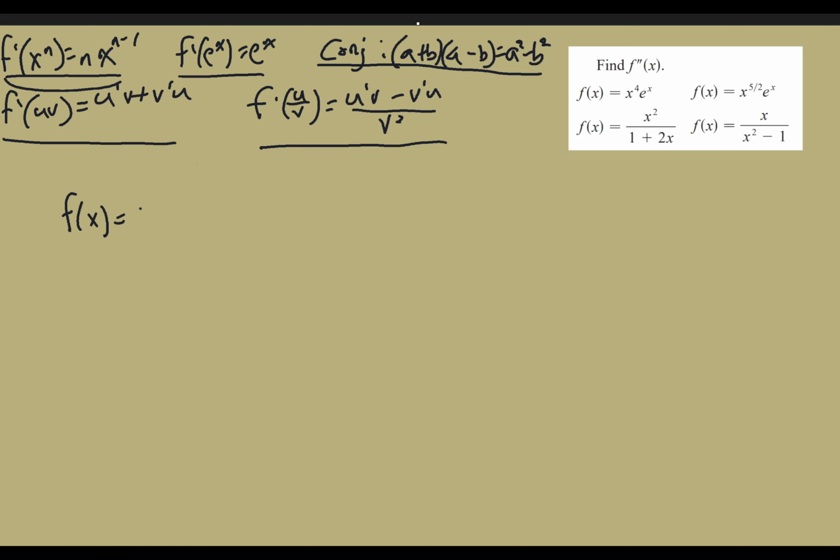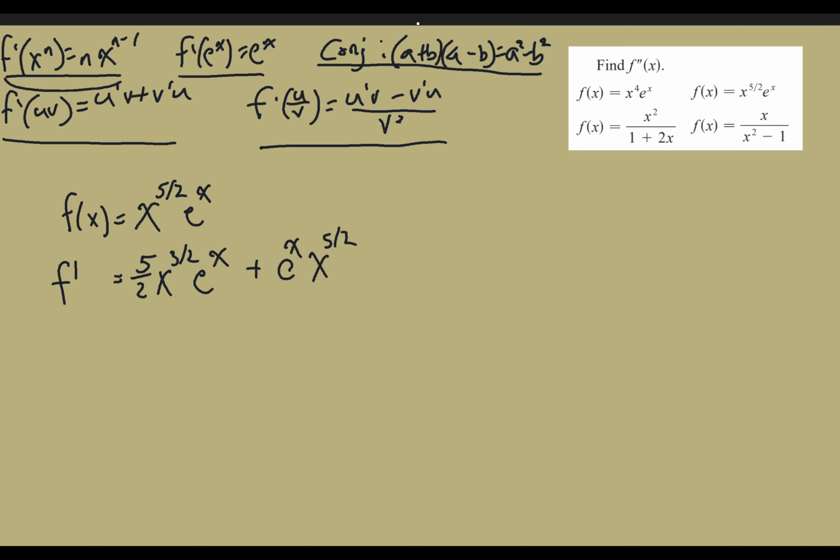F of x equals x to the 5 halves e to the x. So what's our product rule? U prime. It'll be 5 halves x to the 3 halves times e to the x plus v prime times u, which is x to the 5 halves. Okay. Now we're talking.